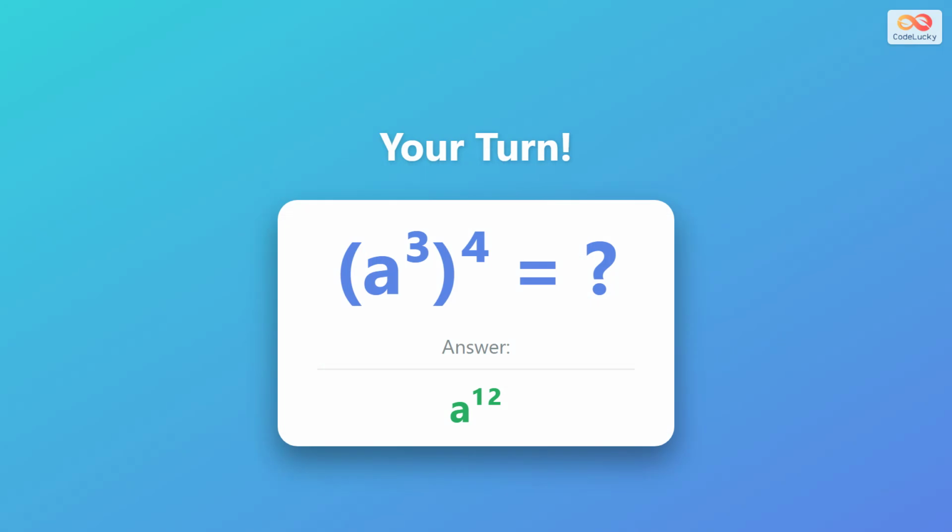Now it is your turn to practice. Try to solve a cubed raised to the 4th power. If you multiplied 3 times 4 to get 12, you are correct. The answer is a to the 12th.